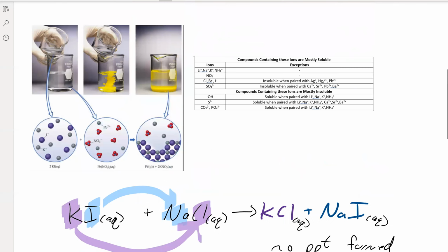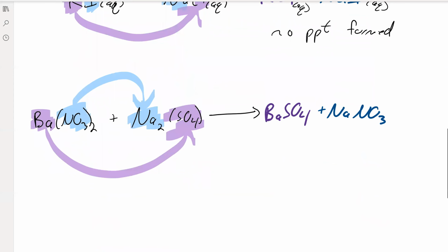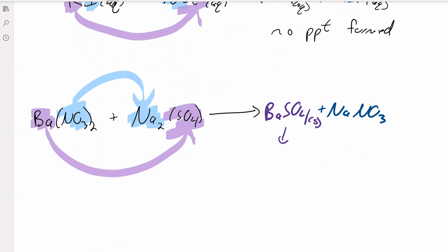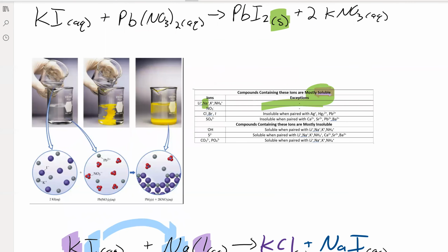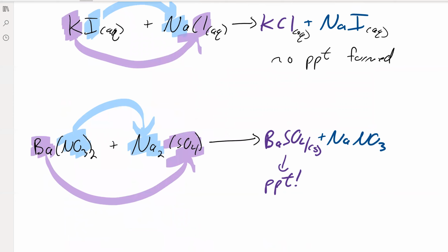So let's take a look at barium sulfate here. If I take a look at my ions, I don't see barium anywhere, but I do see sulfate. It's on the mostly soluble side, except when paired with calcium, strontium, lead, or barium, right? So we can see that it's insoluble when paired with barium. So this indeed is a solid, and this is your precipitate that will form. And then you can check the other compound as well, sodium nitrate. Sodium is right there. It's always soluble. There are no exceptions. So that will stay as an aqueous solution. So this will indeed form a precipitation reaction. Note that overall my equation is not yet balanced. You can balance it on your own.